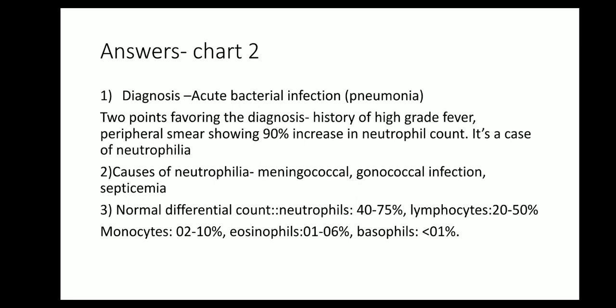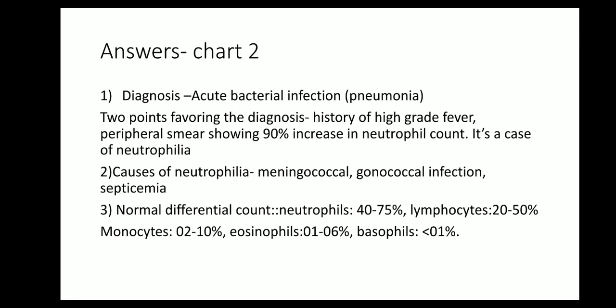Answers for chart 2. Diagnosis is acute bacterial infection, probably pneumonia, because he has high grade fever with productive cough. 2 points favoring are high grade fever and peripheral smear showing more than 90% increase in neutrophil count. This is a case of neutrophilia. Causes of neutrophilia: any bacterial infection can cause neutrophilia. Examples are meningococcal, gonococcal, pneumococcal and septicemia. Gram-negative septicemia. All causes increasing the neutrophil count.